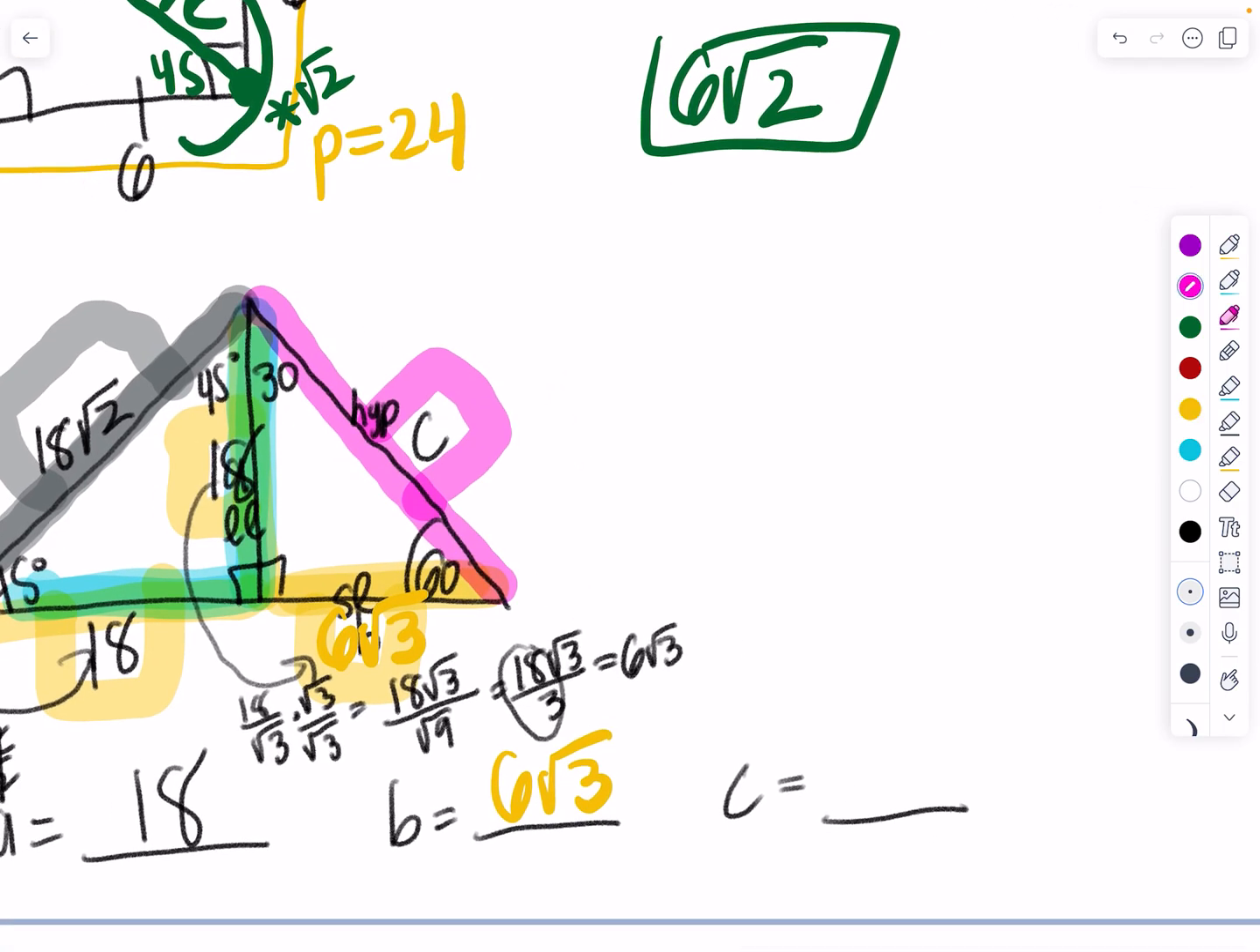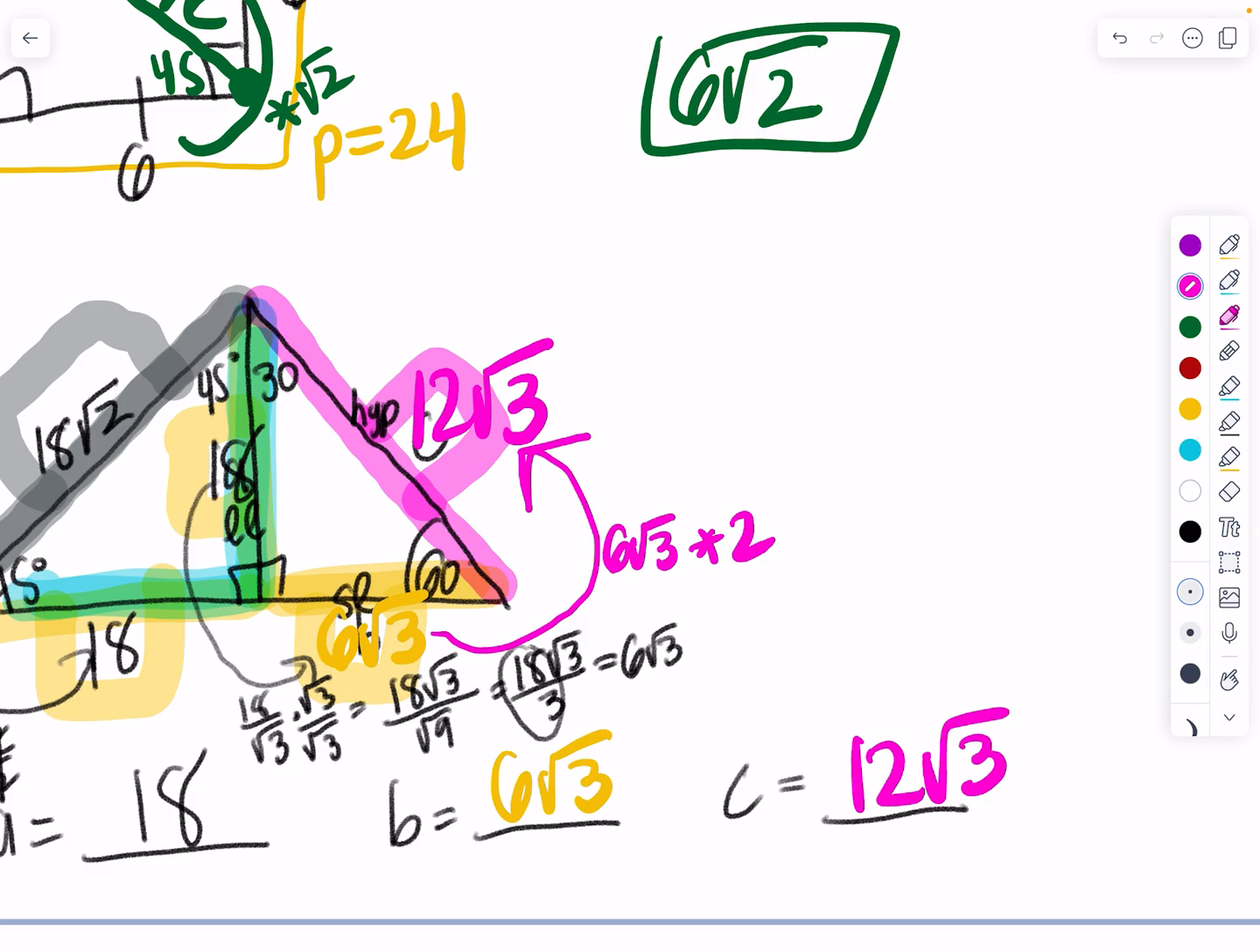All right, last step. How do I go from that 6 root 3, which is the short leg, to the hypotenuse? So I'm getting bigger, and I'm going to take that 6 root 3, and I'm going to multiply it by 2. What do I get when I do that? 12 root 3.